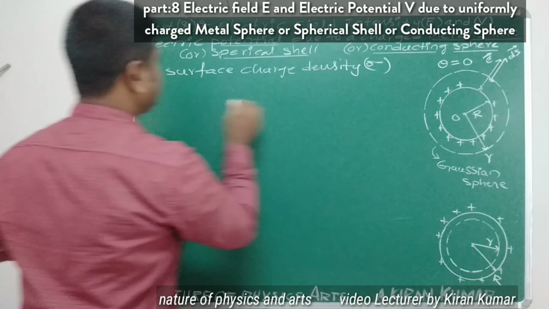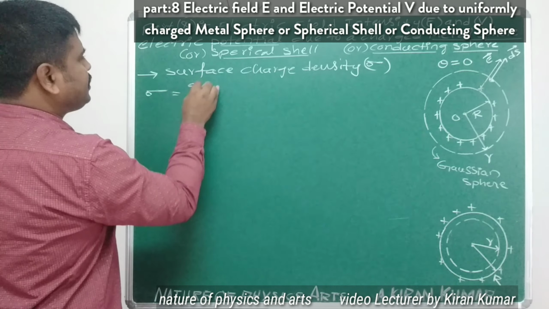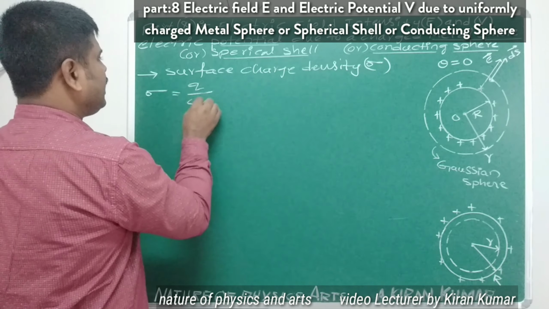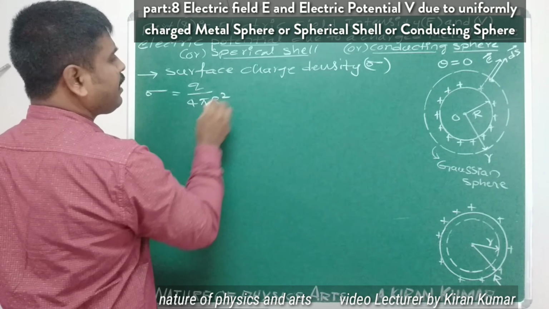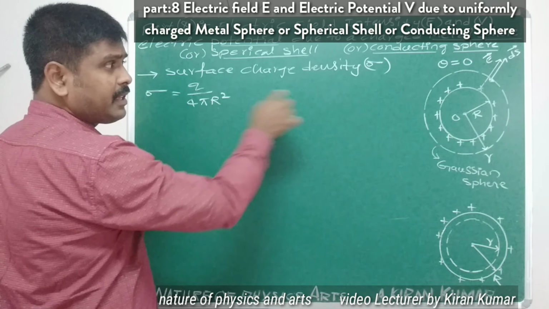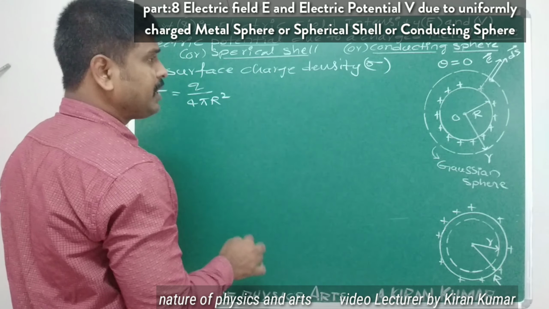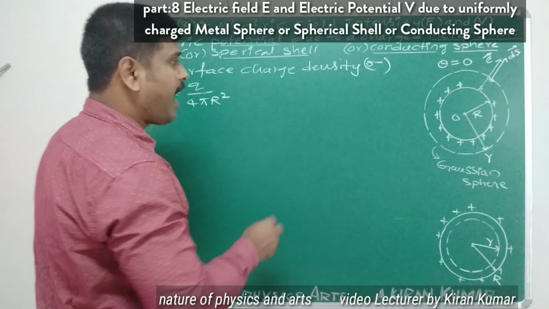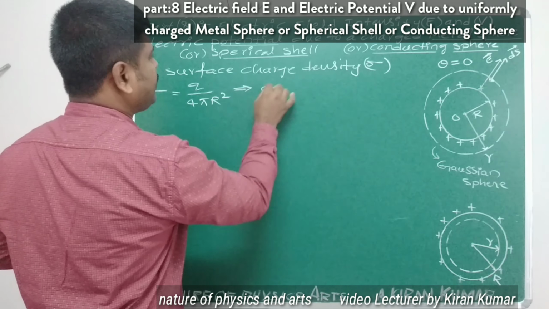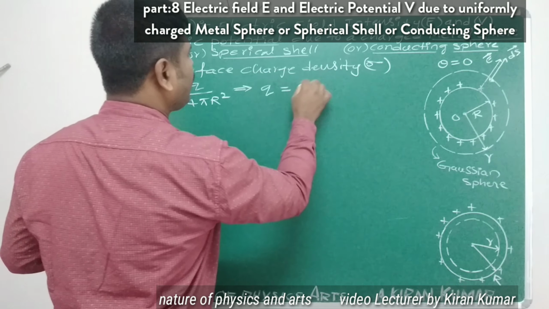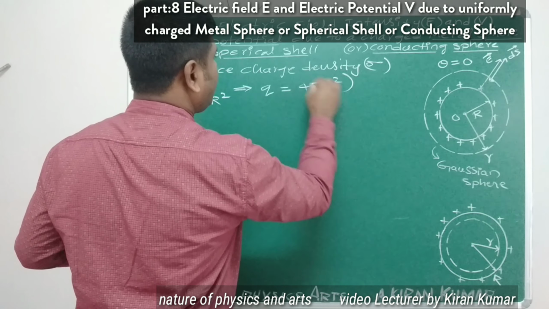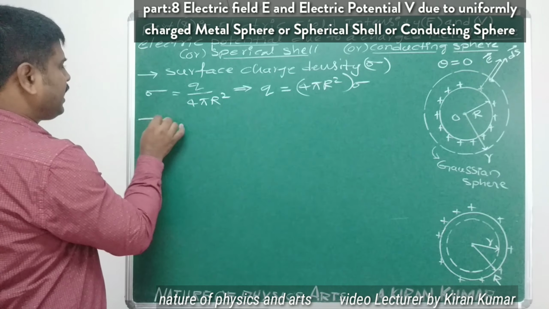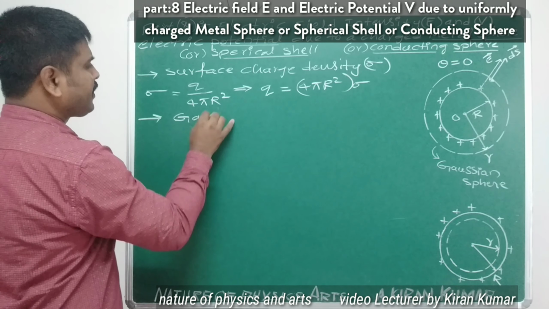First I am going to write the surface charge density sigma, which is equal to charge divided by area. The area of the spherical shell is 4 pi r square. Capital R is the radius of the spherical shell and small r is the radius of the Gaussian sphere. Continuing, the enclosed charge Q is equal to 4 pi r square into sigma. Try to understand.